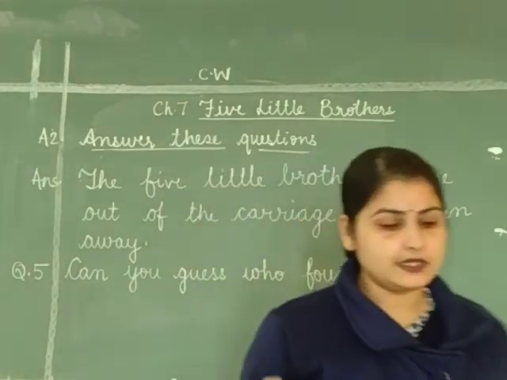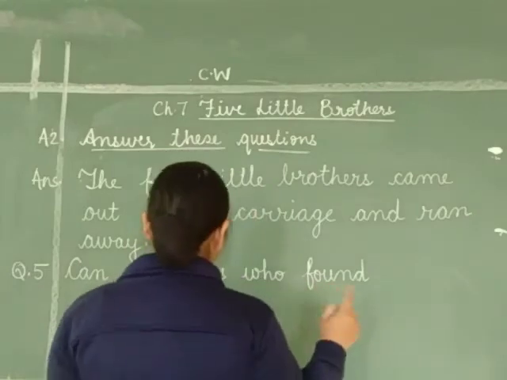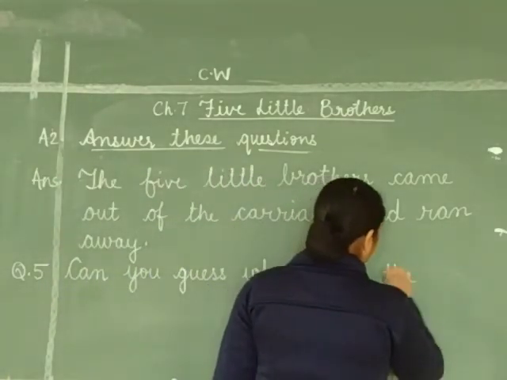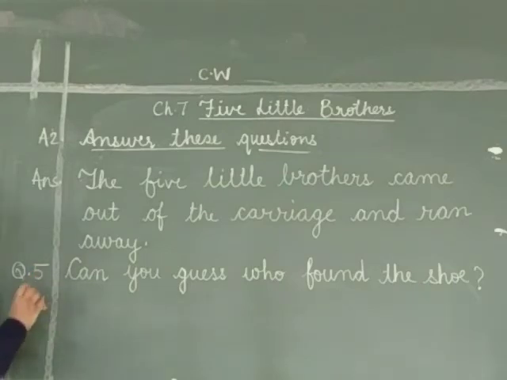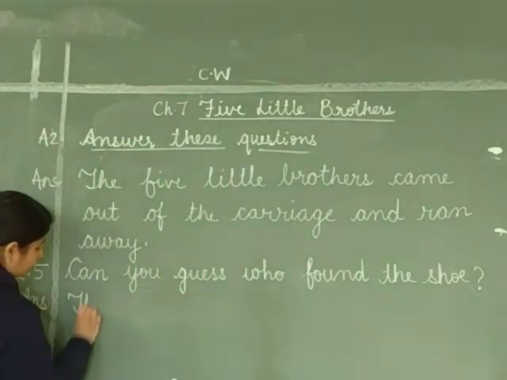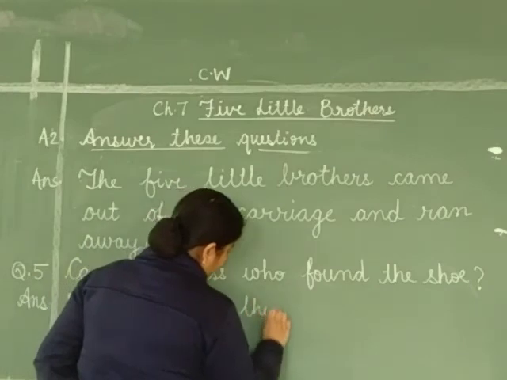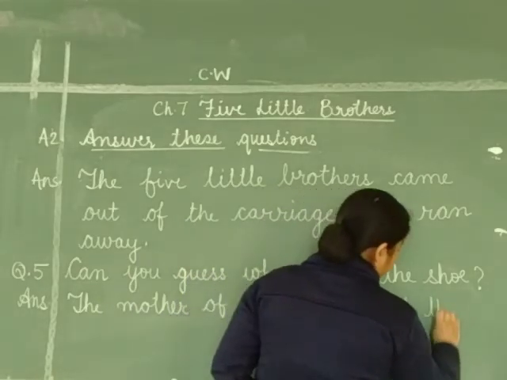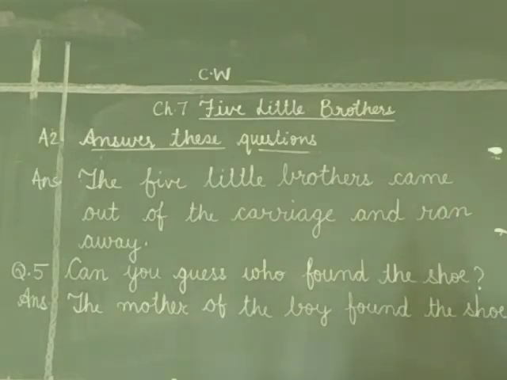Because in the poem it was written that it was his son, his little boy. Can you guess who found the shoe? So the answer is, the little boy's mother found the shoe, or the mother of the boy found the shoe.